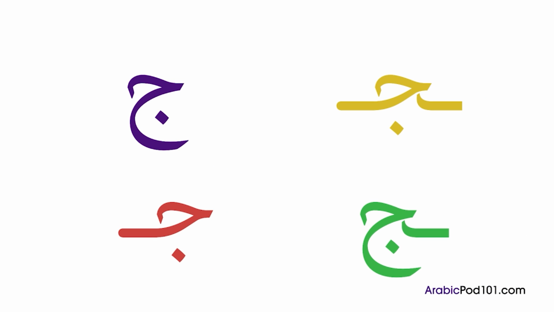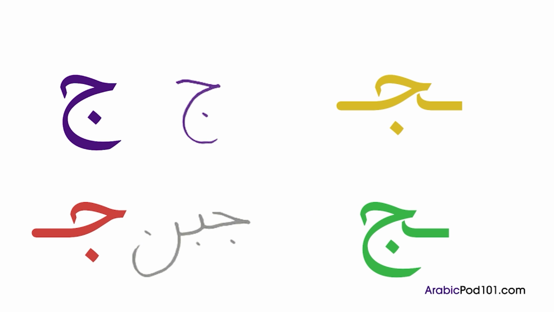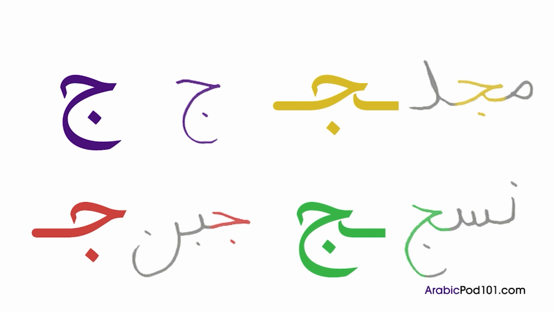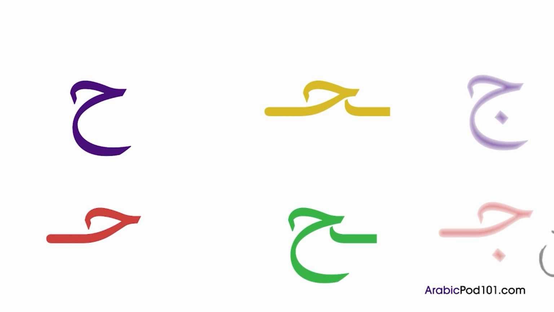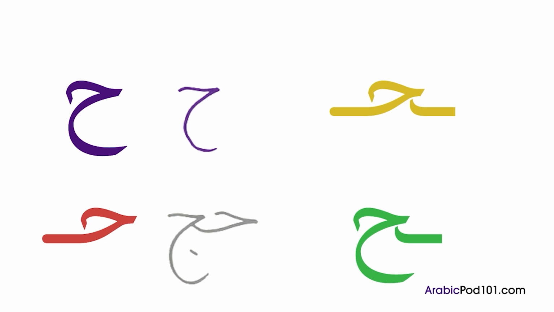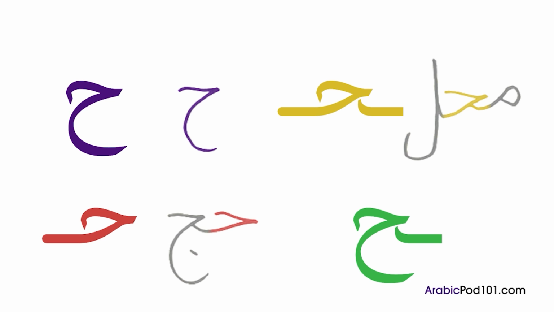In the third lesson, we learned 3 more letters that look alike: Jim, Ha, and Kha. Here's Jim. Isolated, initial, medial, final. Now let's check Ha, isolated, initial, medial, final.